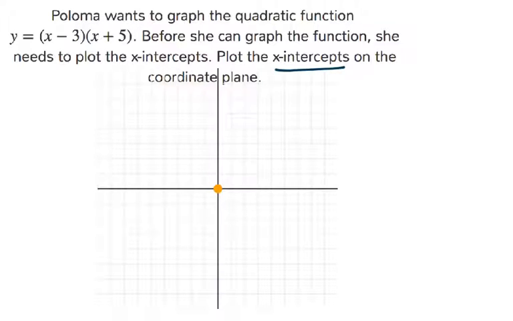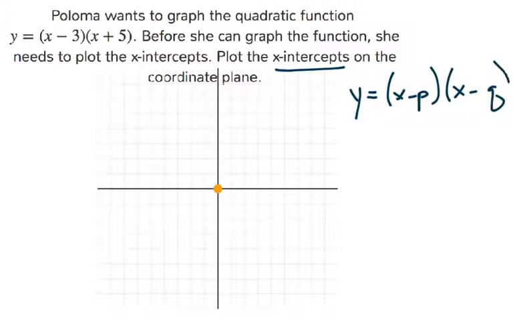All right. Well, remember that in intercept form, a quadratic function has the form y equals (x minus p) times (x minus q), where p and q stand for the actual intercept points. That's why we call it the intercept form of a quadratic function. Lucky for us, it's already in intercept form, so we just need to identify the p and the q.